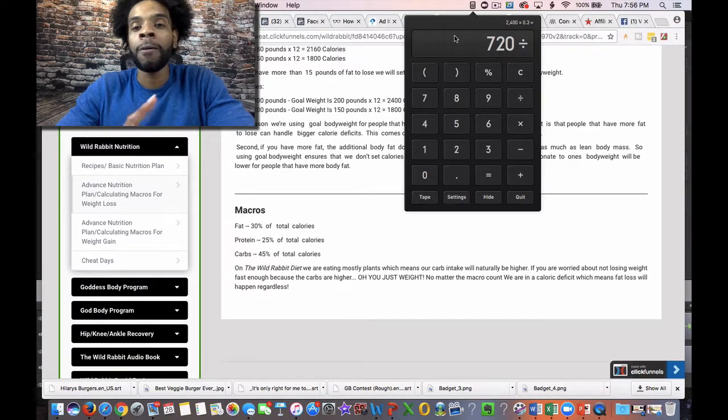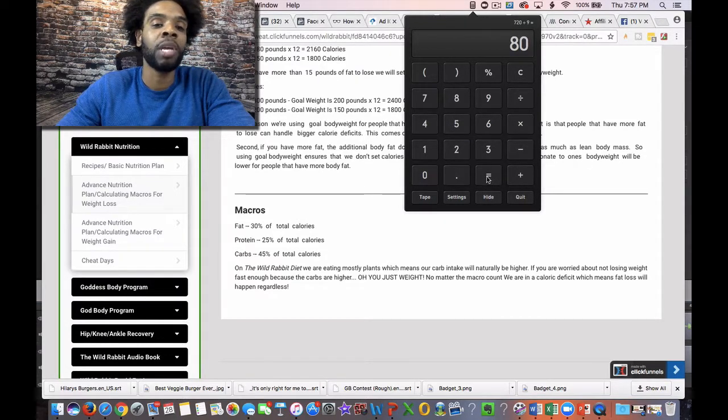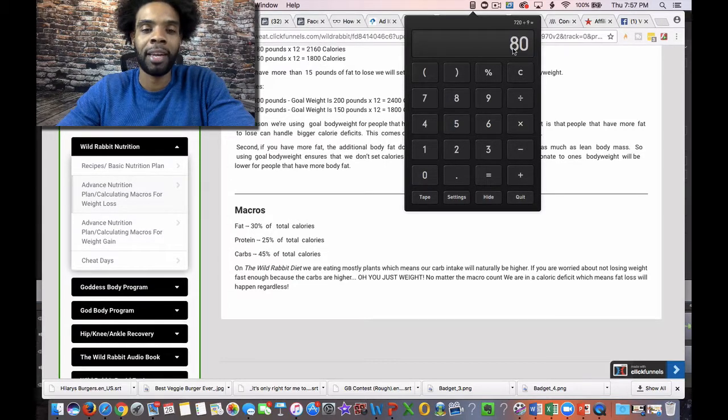Okay, so we're going to divide 720 calories from fat by 9. Okay, we'll hit that. Boom, 80 grams of fat. So a 200-pound person who's eating 2,400 calories a day, 30% of your fat is going to equal 80 grams of fat.